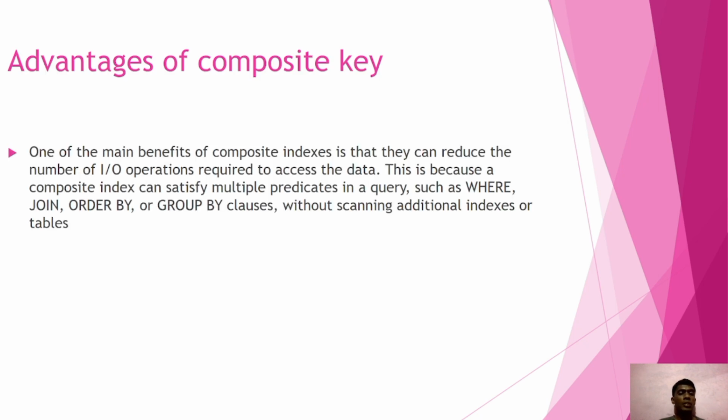Its advantage. What is its advantage? One of the main benefits of a composite index is that it may reduce the number of input output operations required to access data. It will reduce the input output operations required to access the data. This is because of the composite index's safety and multiplexability. A query such as where, join, order by, or group by can run without any scanning of additional index or table.